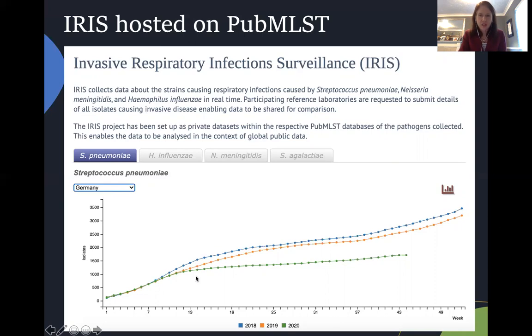And so what you see here is a cumulative curve, number of isolates on the y-axis, and then the week of the year across the x-axis. And you can see that 2018 and 2019 data look very, very similar. They're in blue and orange. And you can see immediately that in 2020, there was this rapid reduction in invasive disease. This is pneumococcal data, starting around this period of time.